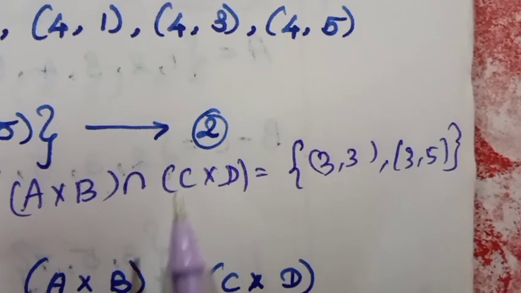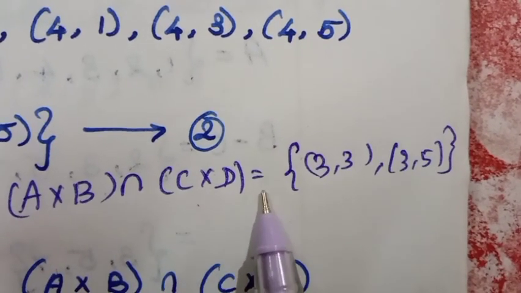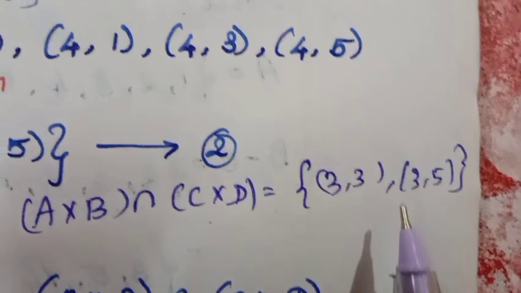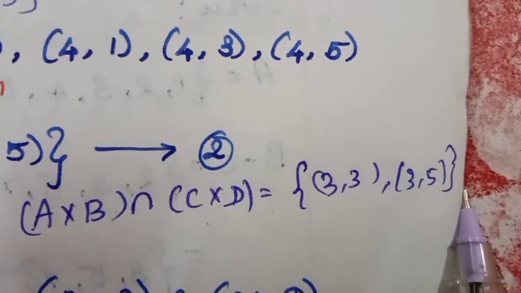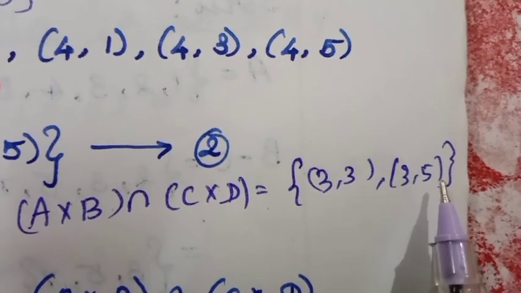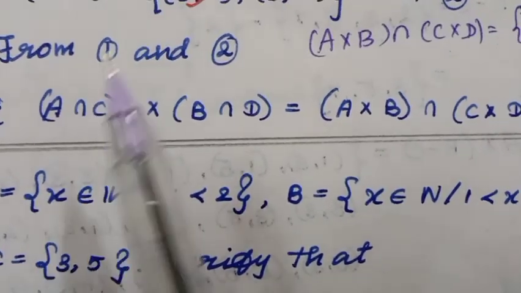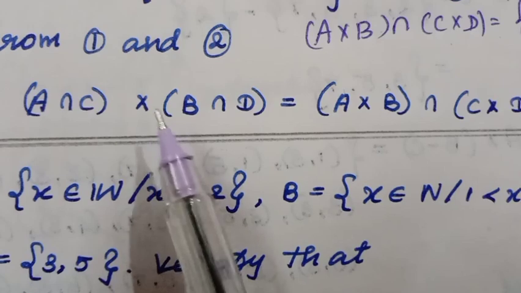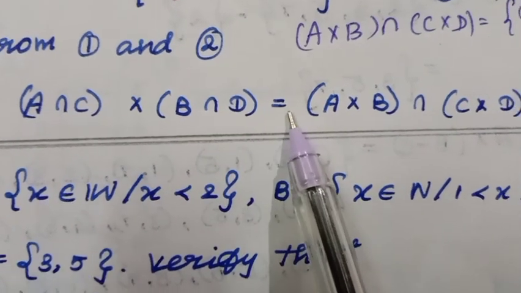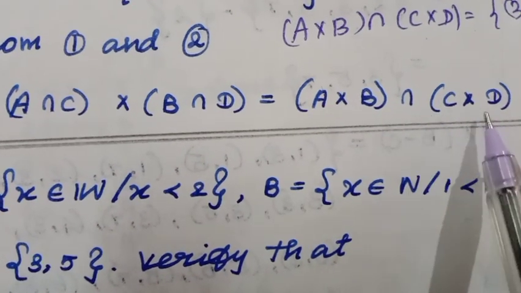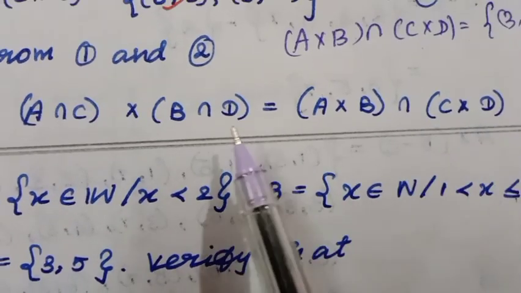Now you have to find A cross B intersection C cross D. The common elements are 3, 3 and 3, 5. From 1 and 2, A intersection C cross B intersection D is equal to A cross B intersection C cross D. So it is verified.